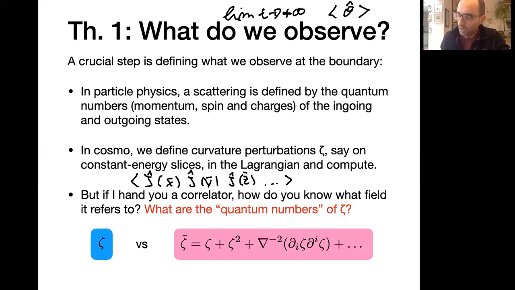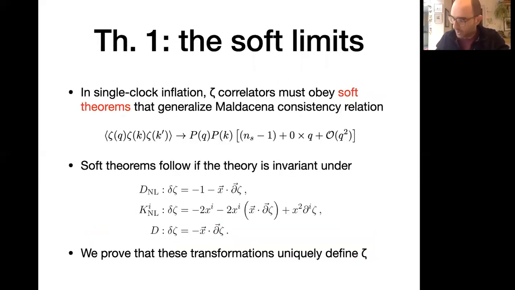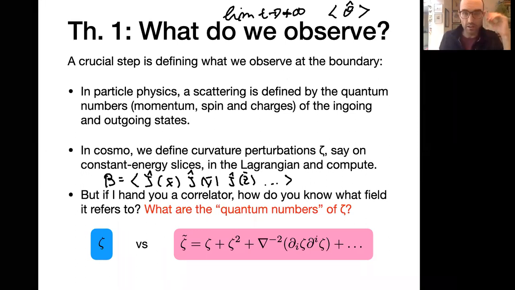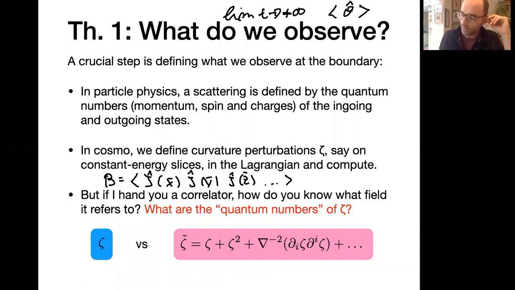But if I hand you one such object, which I'm going to call a correlator, how do you know that I'm computing the expectation value of the field zeta, which is the actual one that I measure in the sky, rather than of some other field? In other words, what are the right quantum numbers of the object that we want to compute? If I give you a zeta, you can imagine that you can redefine it, and perhaps you're giving me the correlator of this field redefinition of zeta rather than zeta itself. So I have to tell you which one I actually want, because when you look in the sky, you only measure one of them. You measure this one and not this one. So we would want this one and we don't want that.